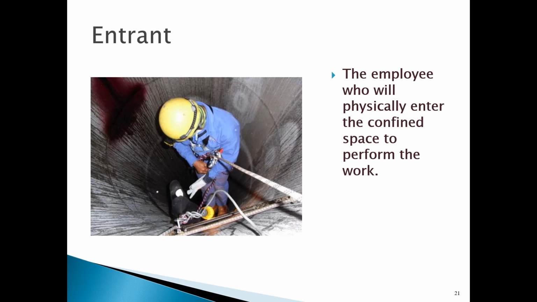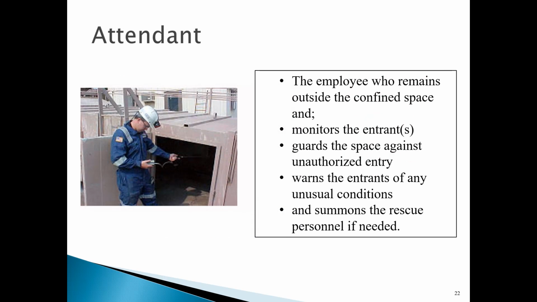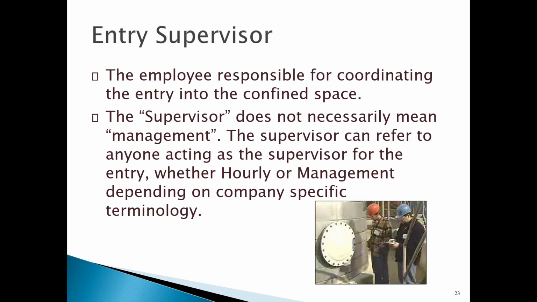Entrant. This is the employee who will physically enter the confined space to do the work. Attendant is the employee who remains outside the confined space, monitors the entrant, guards the space against unauthorized entry, warns the entrant of any unusual conditions that they see, and summons rescue if personal help is needed. Entry supervisor: the employee responsible for coordinating entry into the confined space. Supervisor doesn't necessarily mean management. It can just be anyone acting as a supervisor at that time, at that site.